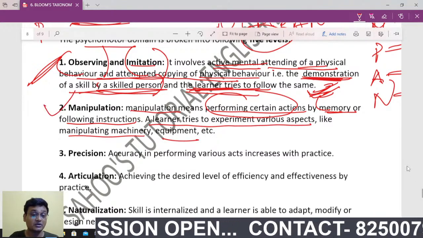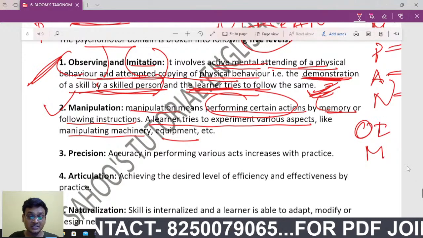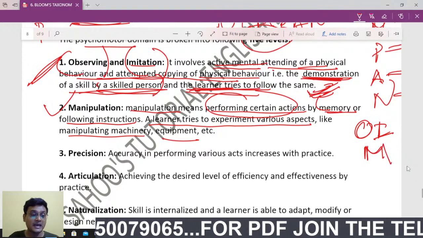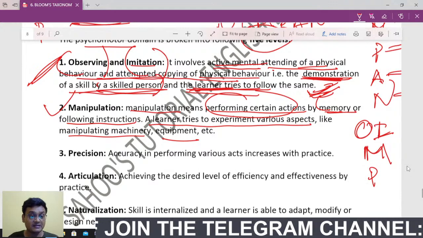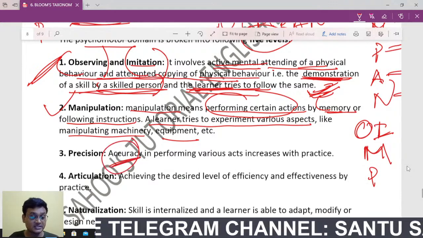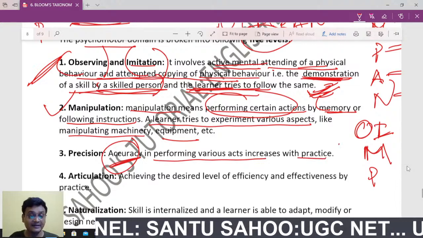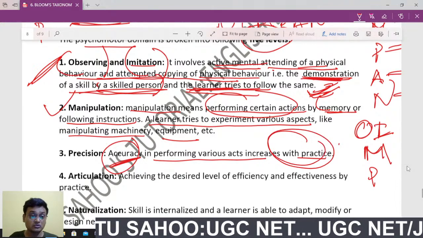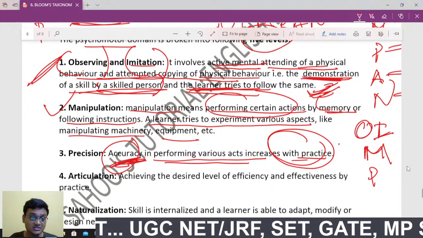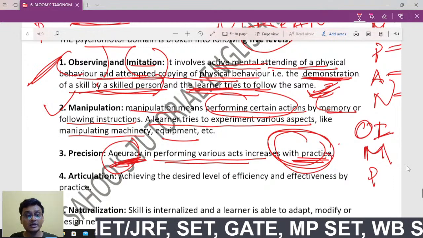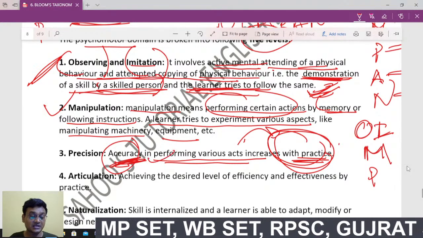That is manipulation. So observation, imitation हो गया, manipulation हो गया, and now I am pen. That is precision. What is precision? That is accuracy in performing various acts increase with practice. क्या है, जितना प्रैक्टिस करोगे उतना accuracy level increase होगा. जितना तुम प्रैक्टिस करोगे उतना accuracy बढ़ेगा.